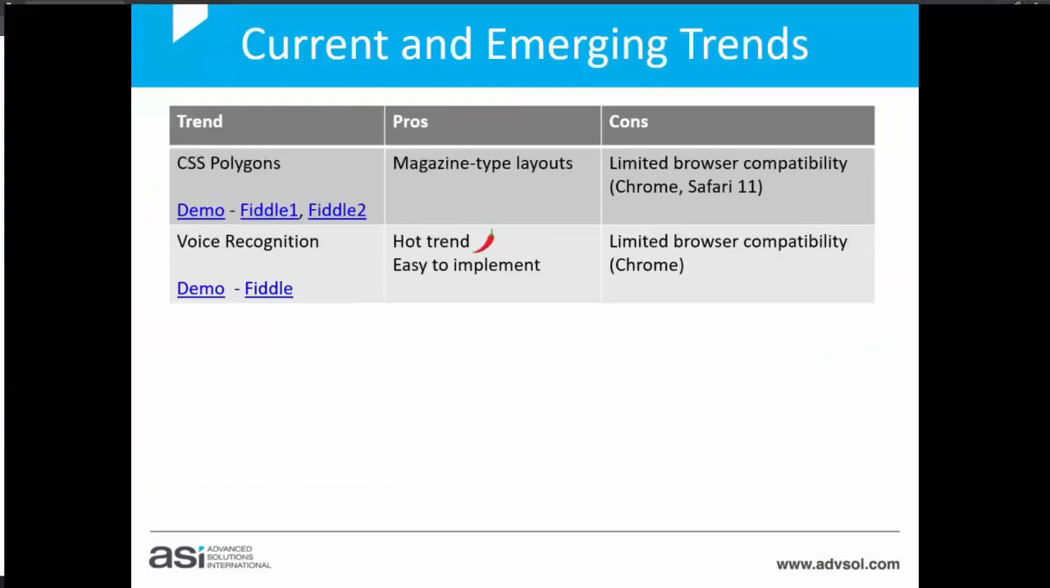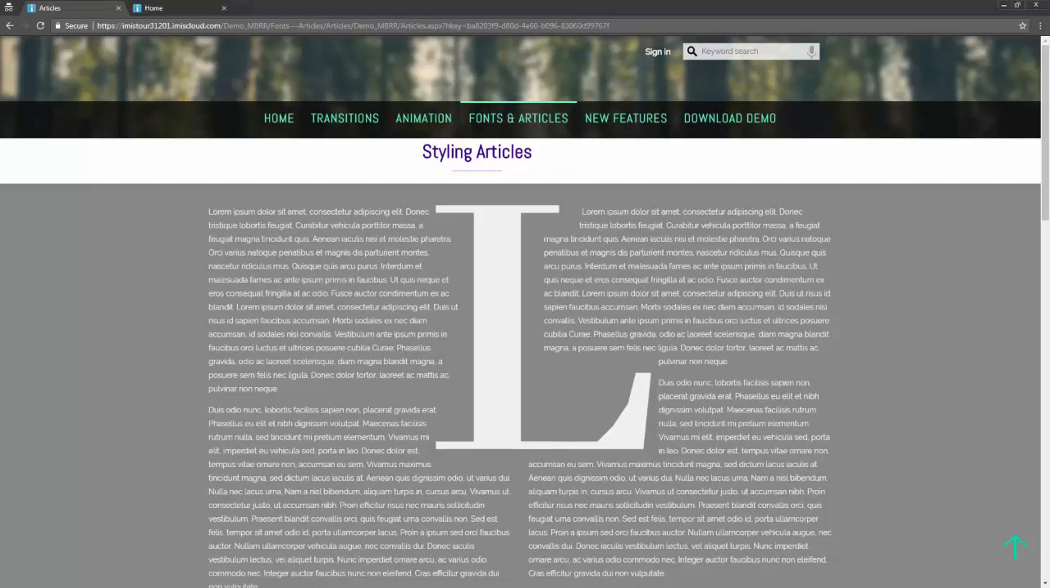CSS Polygons have been around for a while, but still have limited browser compatibility. CSS Polygons allow you to create page layouts that are more similar to magazine articles. Let me show you what I mean. In magazines, having an article with a drop cap letter, such as this one, is fairly common. On the web, however, it is a little bit more complicated. The introduction of CSS Polygons makes all that possible.